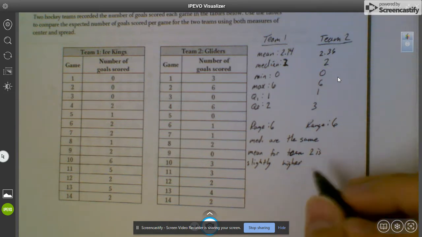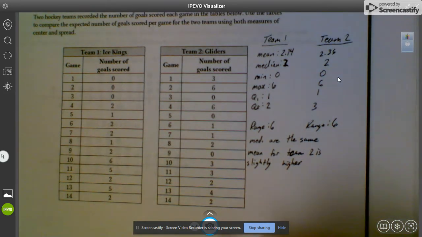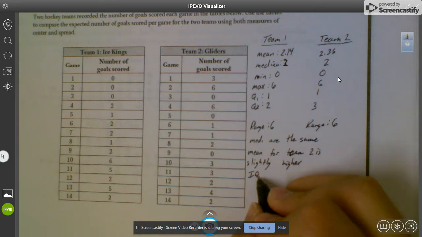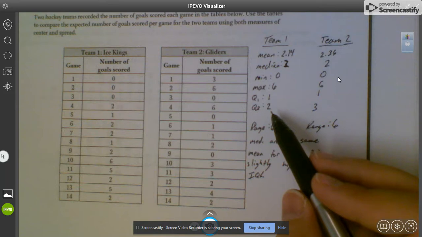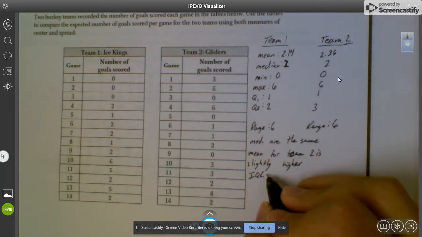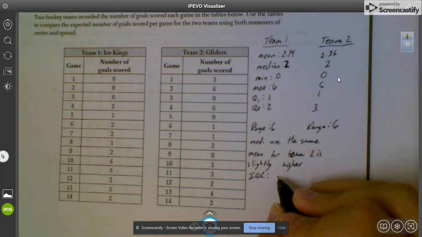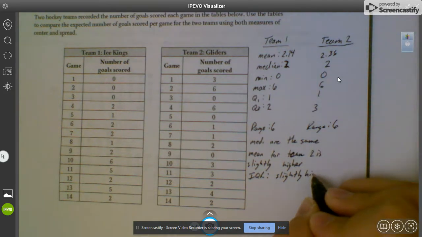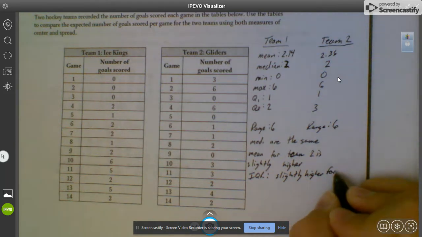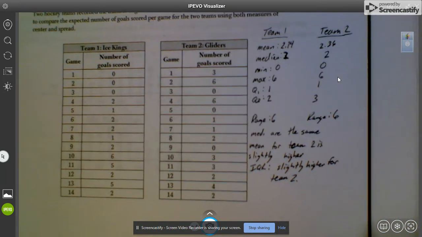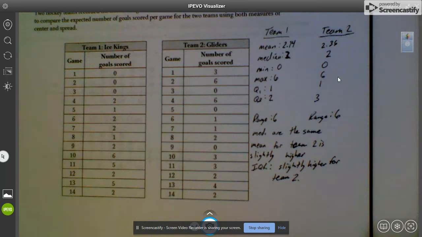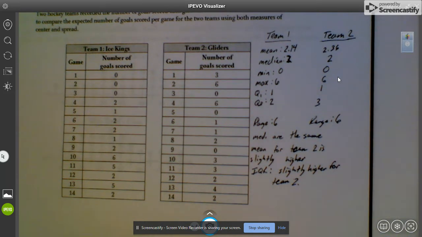Okay, and then if you want to do something like IQR, then you do Q3 minus Q1. So for the middle 50% of your data, IQR is slightly higher for team 2. And the only other thing that I would say you could calculate is the mean absolute deviation. That is a measure of variance.